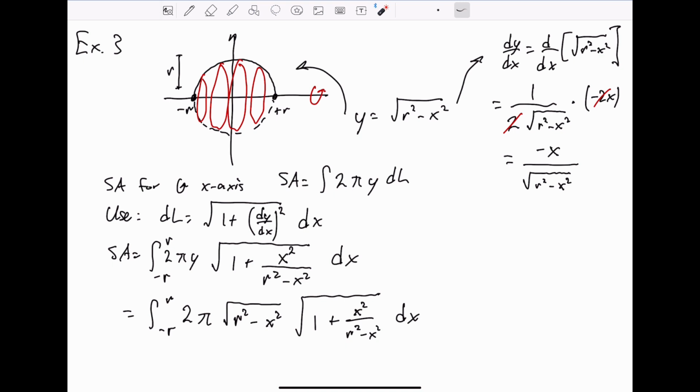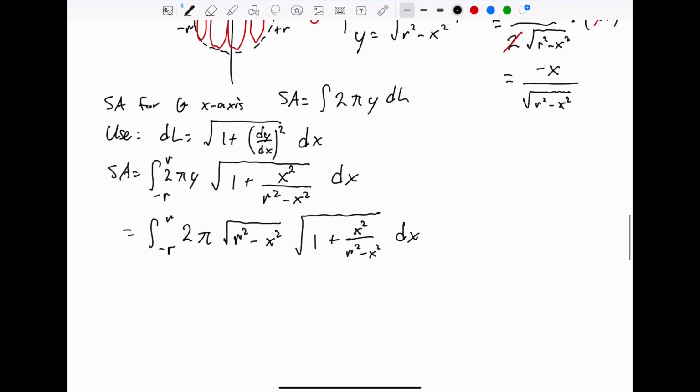So what can we do here? I have a square root times a square root. I can join those both together under a single square root. So I'm going to multiply everything inside this square root and essentially distribute it to both of the expressions under the other square root. When we do that, a bunch of stuff cancels, and the integral becomes much simpler.